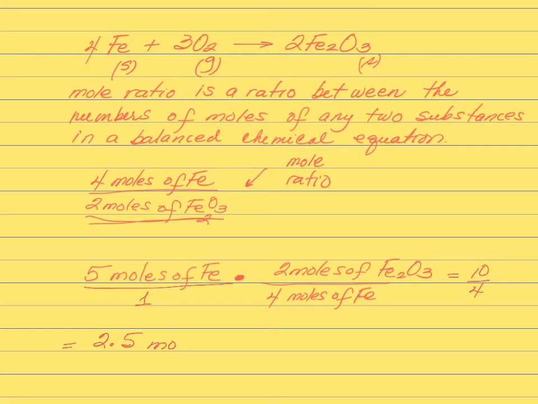2.5 moles of iron trioxide. See that? This is what in chemistry we call a stoichiometry problem. You were able to use a mole ratio to find the amount of the products that are going to be produced given a certain amount of one of the reactants. See how I was using here the mole ratio?